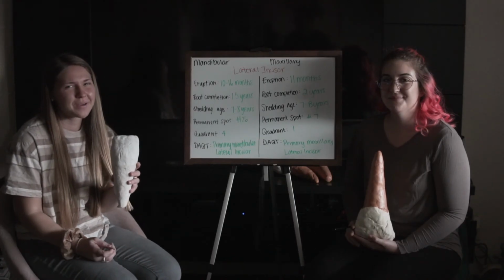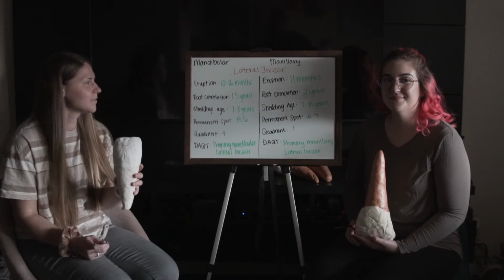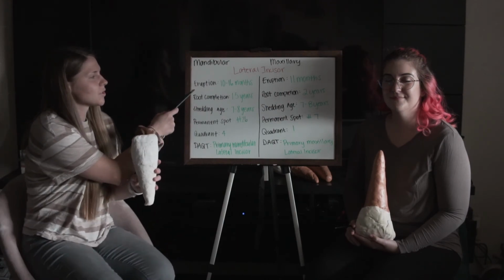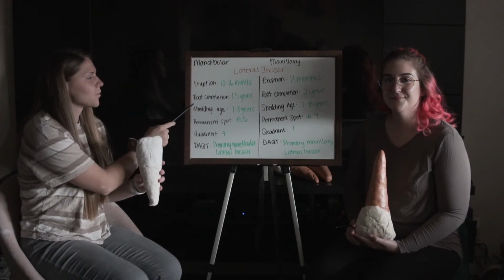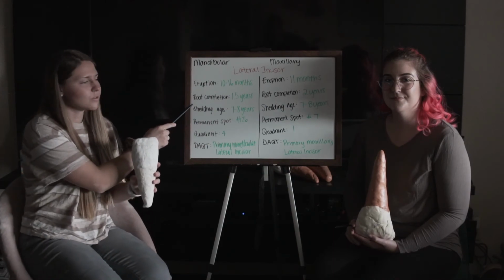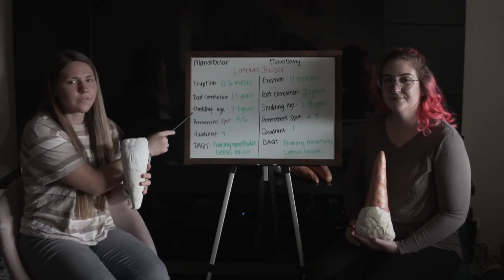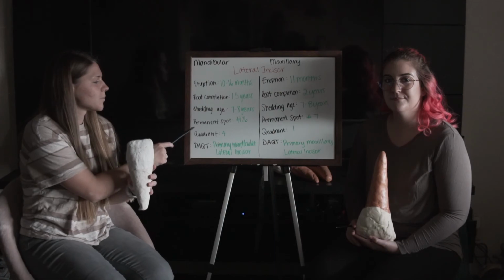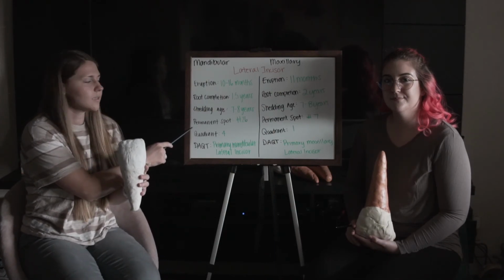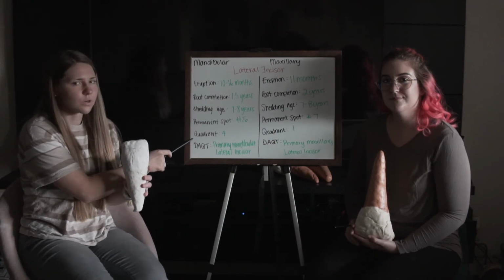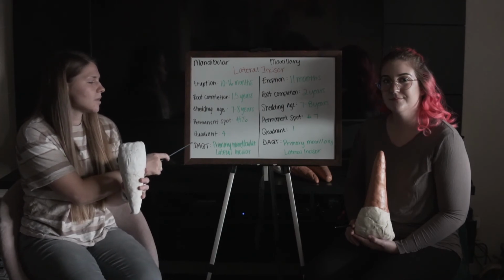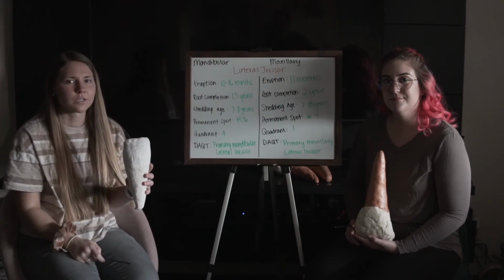This is the primary mandibular lateral incisor. The eruption dates are 10 to 16 months. Root completion is at 1.5 years old. Shedding age is 7 to 8 years old. It's the permanent spot for tooth 26. It's in quadrant 4, and the DAQT is primary mandibular lateral incisor.